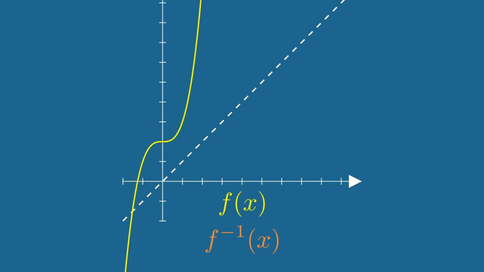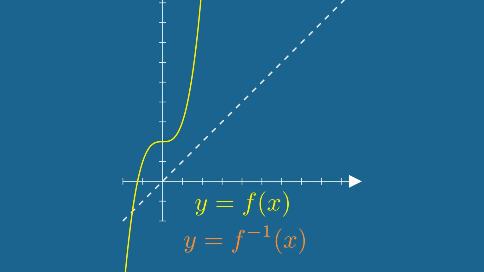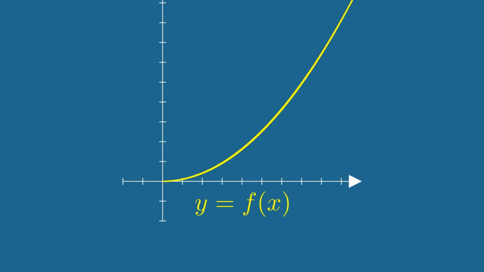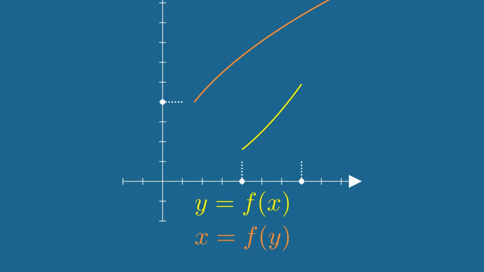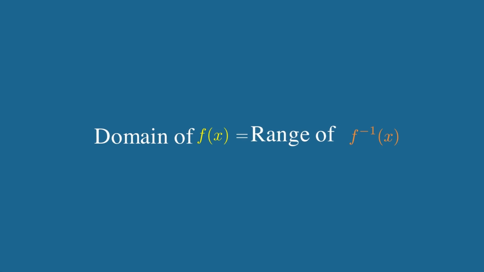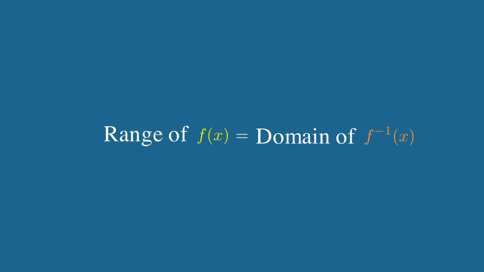The easiest way to graph an inverse function is to have x as a function of y, because the x's and y's are swapped. But keep in mind, we are still going to input x and output y for the inverse function's graph. Next, the domain of a function corresponds with the range of its inverse function. And vice versa, the range of a function corresponds with the domain of its inverse function.